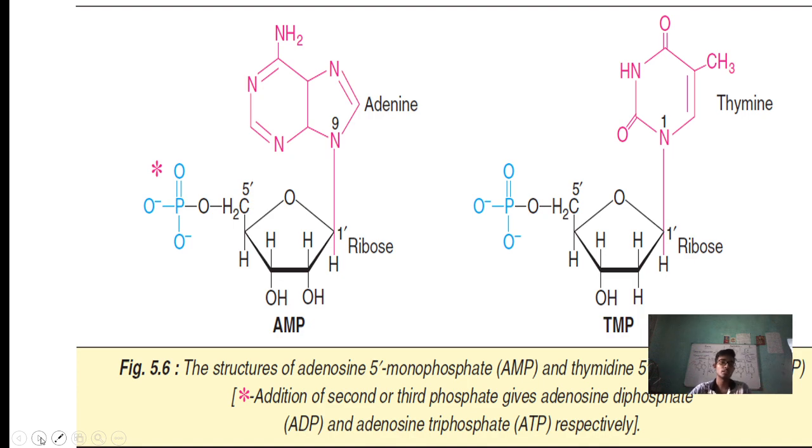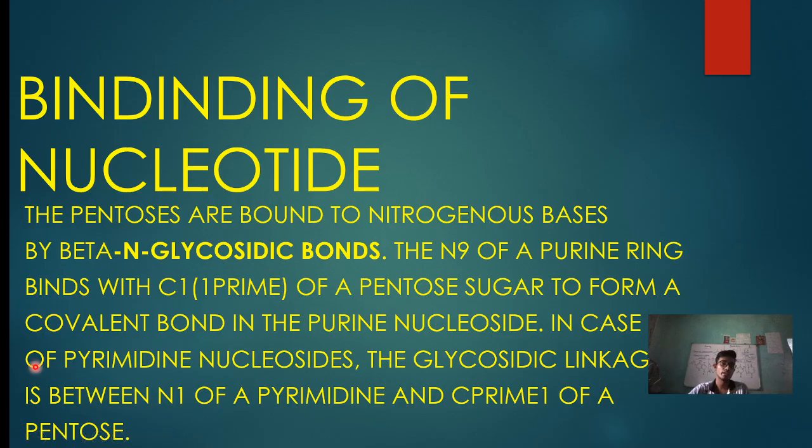So it was our last topic. Let's read again: binding of nucleotides. You can read and note down. The pentoses are bound to the nitrogenous bases by the beta N-glycosidic bond. Here, the N9 position, which is present in the purine ring, and the C1 prime position, the 1 prime position, is attached to N9. They are bonded with the N-glycosidic bond.